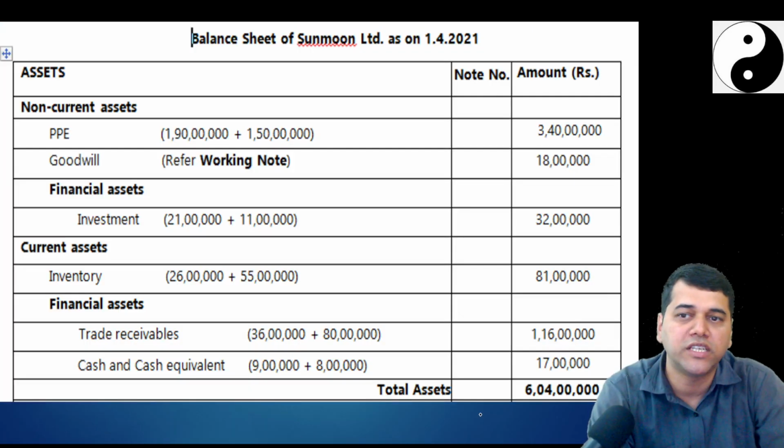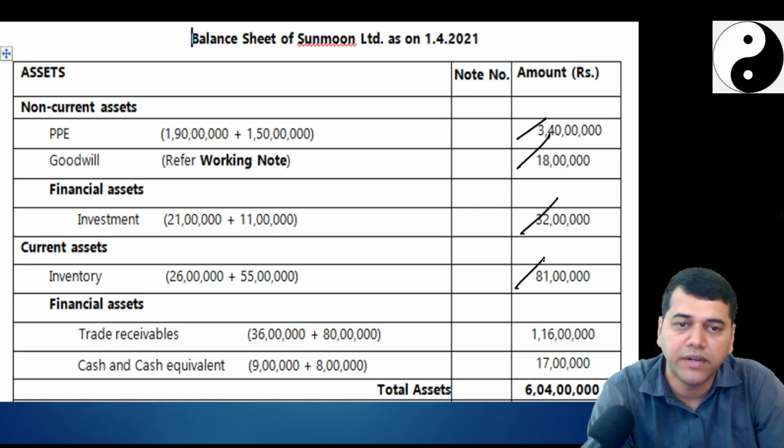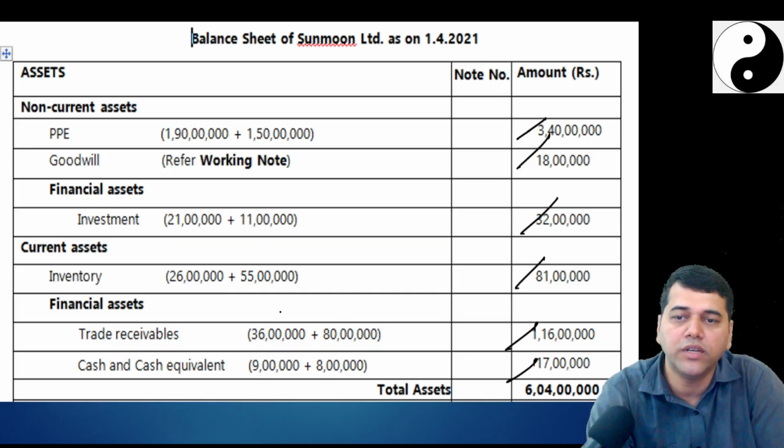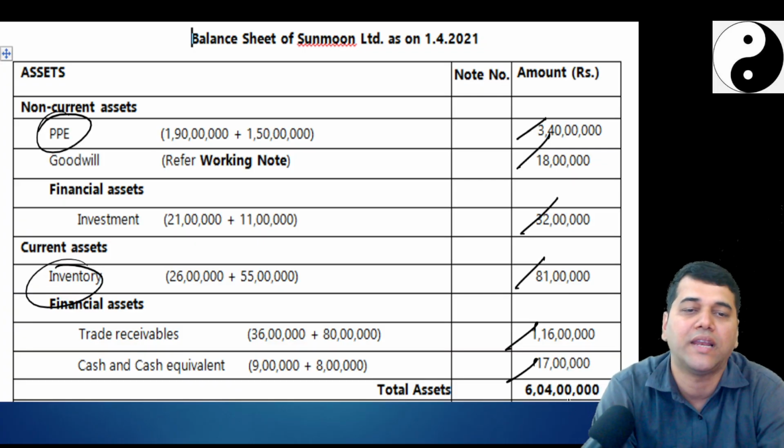Then you go for the balance sheet. See, in the balance sheet they also added here. PP comes to 3 crore 40. Goodwill is 18 lakhs. Investment is 32. Inventory is 81. Trade receivables. And so only 2 items your fair value adjustments will happen. Rest everything is same. So the total of the balance sheet is 6 crore 4 lakhs.